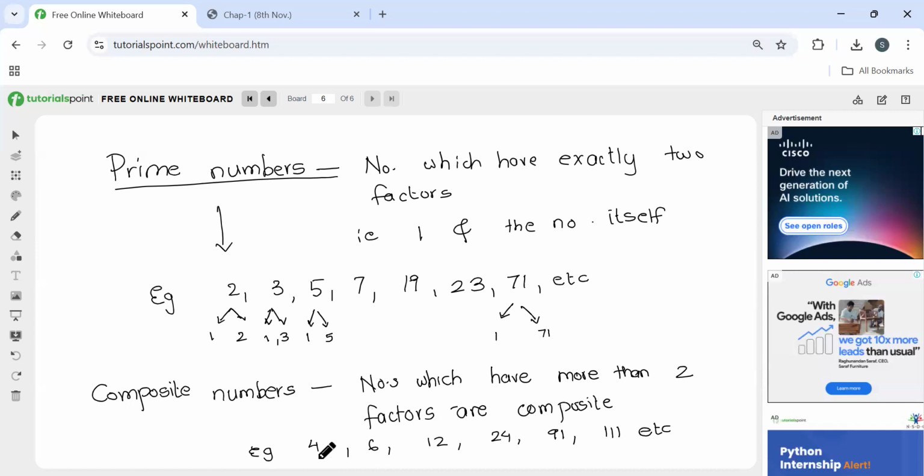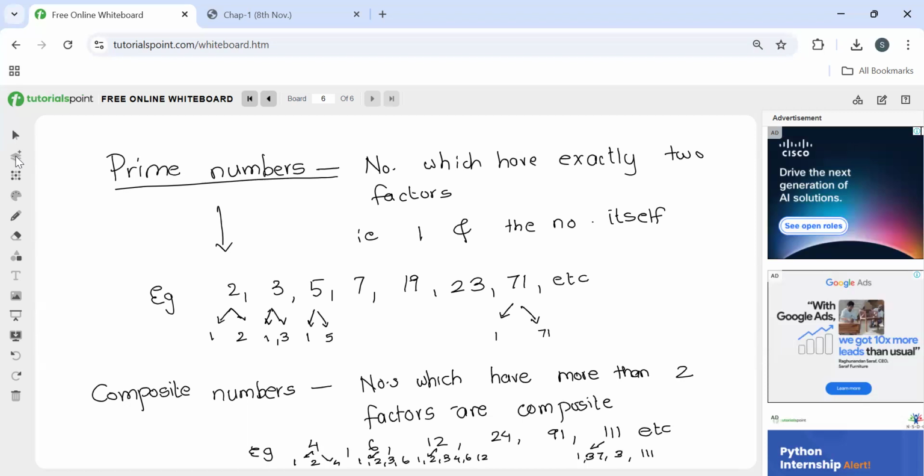For example, 4 has 3 factors: 1, 2, and 4, while 6 has 4 factors: 1, 2, 3, and 6. 12 has the factors 1, 2, 3, 4, 6, and 12, while 111 has the factors 37 and 3 apart from 111 and 1. So all these numbers which have more than 2 factors are composite numbers.